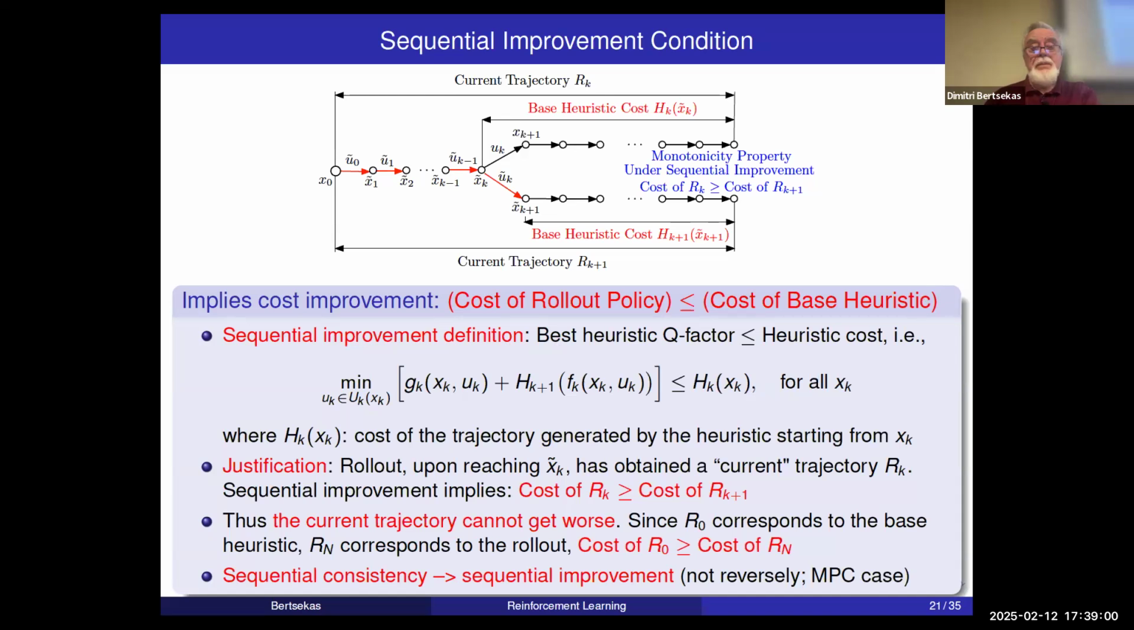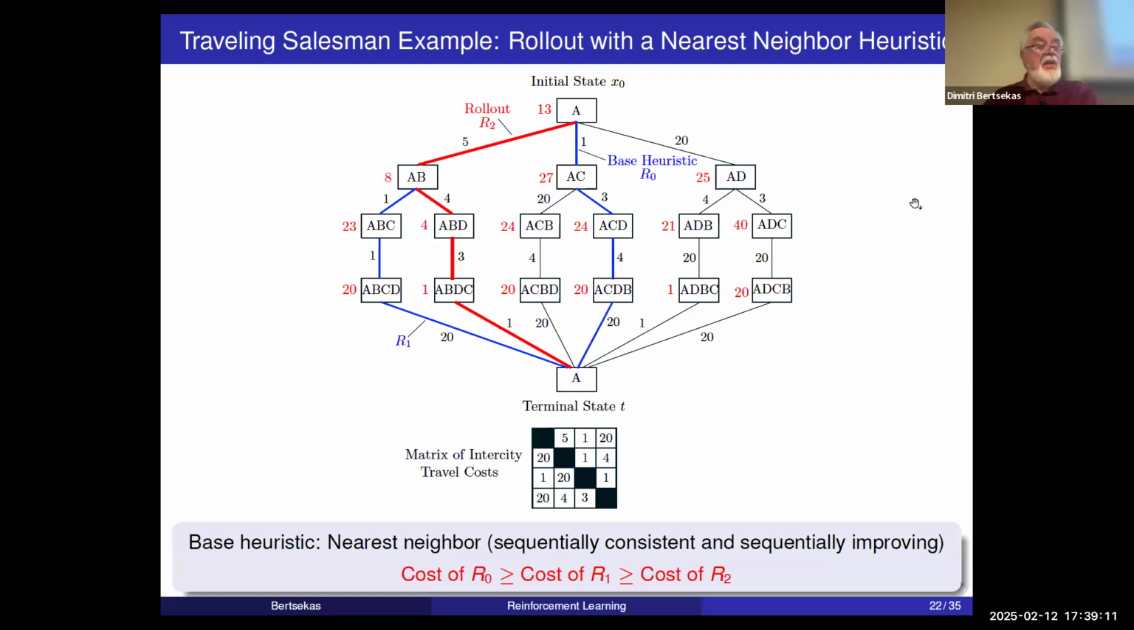Okay, so what we're going to do now is have an animation involving the traveling salesman problem. And Yucha will take over and describe this animation.